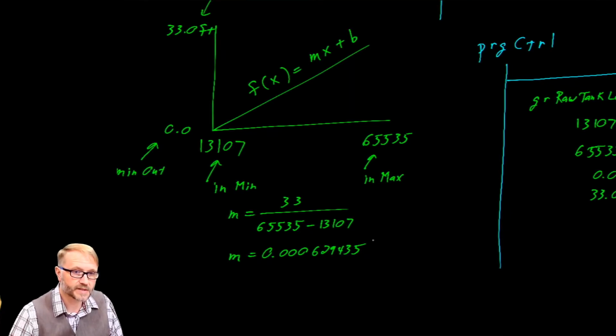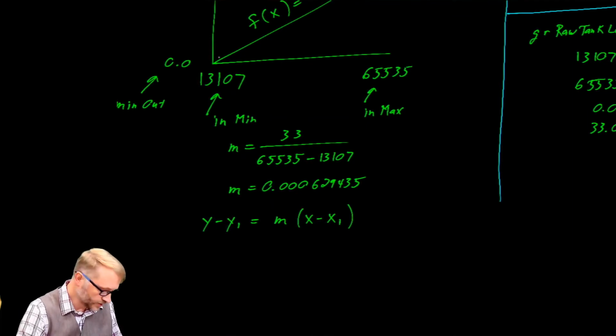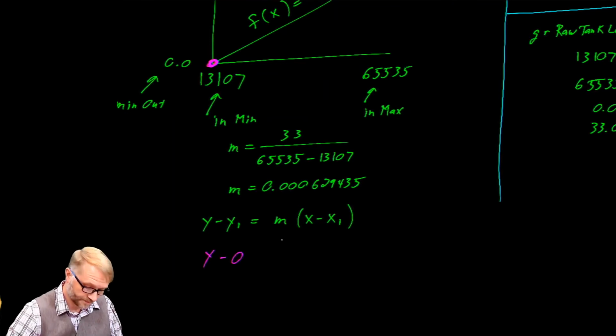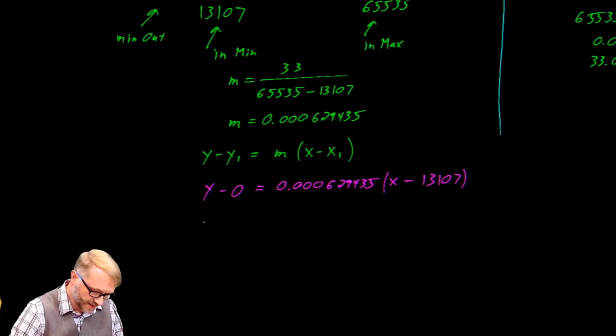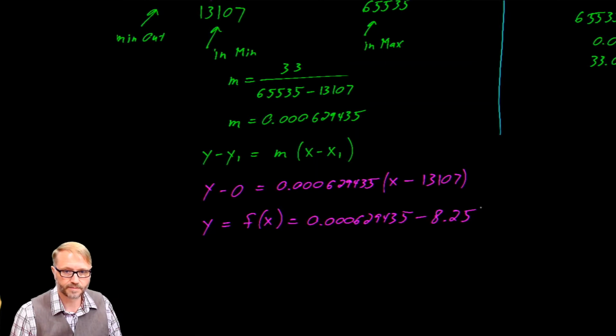And now we can use the point slope intercept form. So y minus y1 is equal to m by x minus x1. And I choose this point right here. So that's y minus 0 is equal to our slope, that's 0.000629435 by x minus 13107. So we end up with y, which is our f of x if you prefer, is equal to 0.000629435 x minus 8.25. That equation is not too bad.